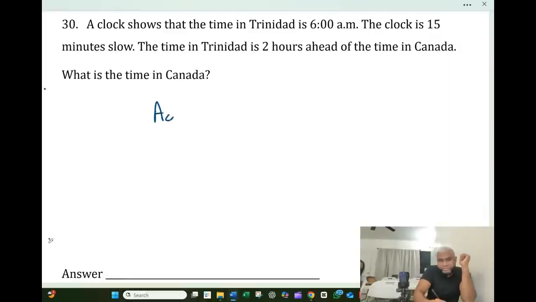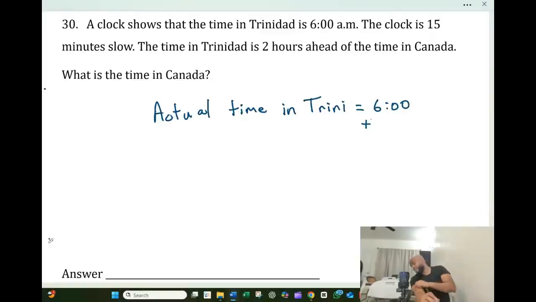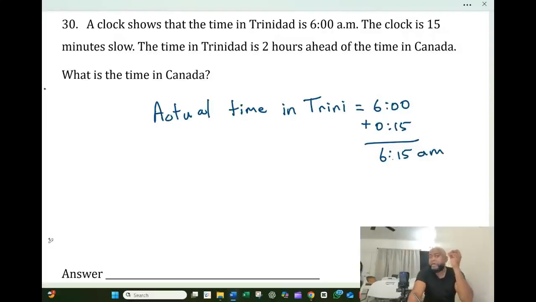So the actual time in Trinidad. What's the actual time in Trini? 6 plus 15, right? I added the 15 right there, which would be 6:15 a.m. Everybody good there? The clock is 15 minutes slow, which means it's actually 6:15 a.m.